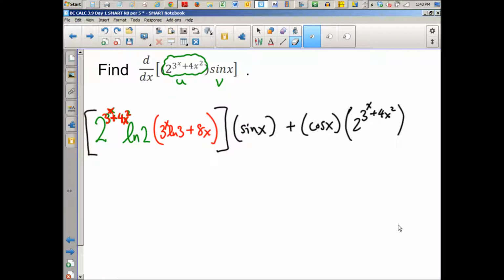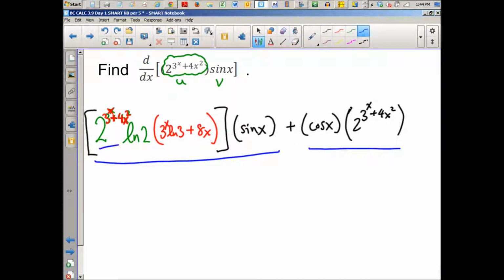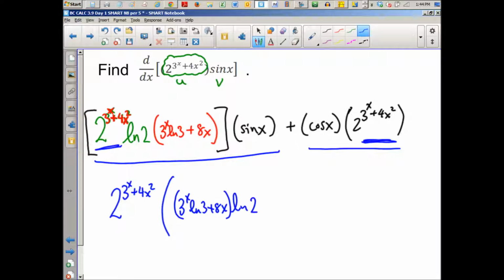Okay, and then remember I had suggested that we do some factoring if we can. I noticed that there's only 2 terms here. These 2 big blues. Okay? I'm going to pull this out real quick. So it's going to be like this. 2 to the 3 to the x plus 4x squared. And then what I have left is I've got a 3 to the x ln 3 plus 8x times ln 2 sine x plus a cos x. Pretty ugly, but that's what it is.